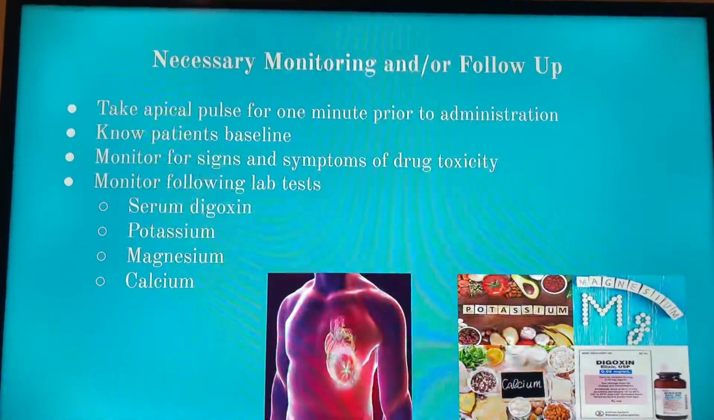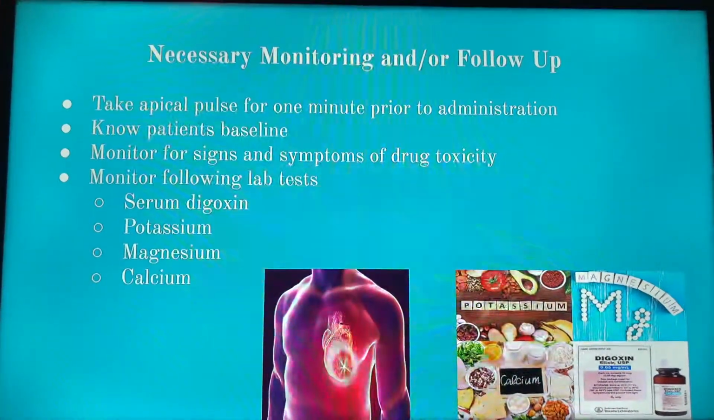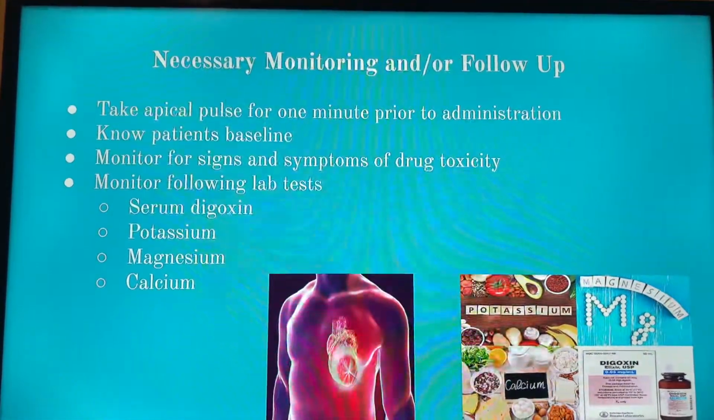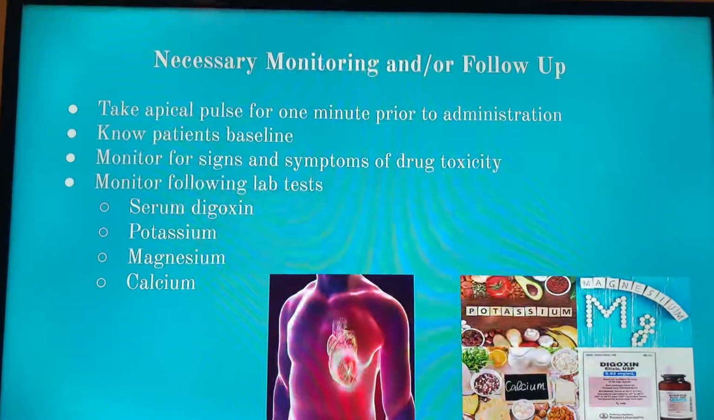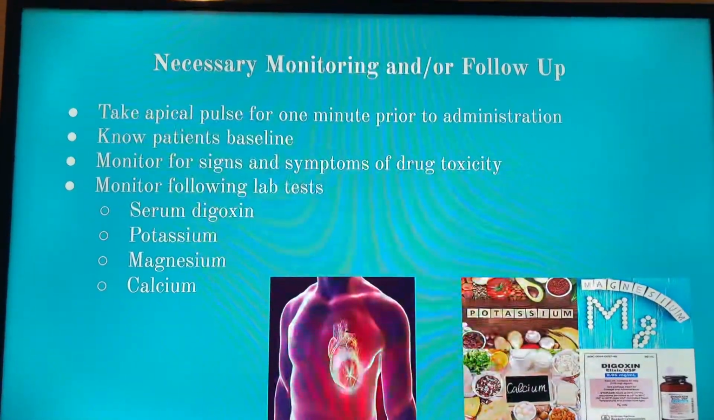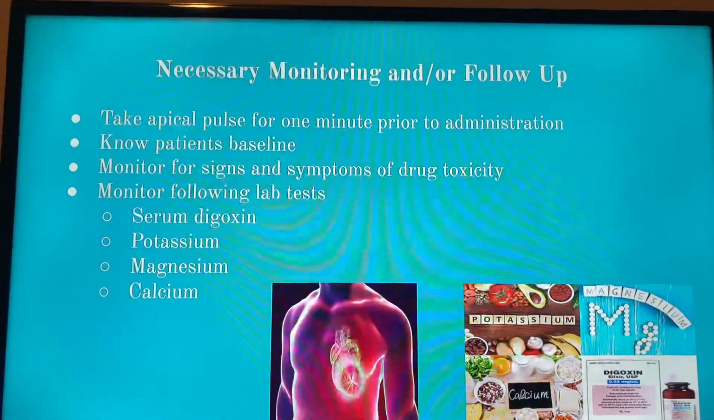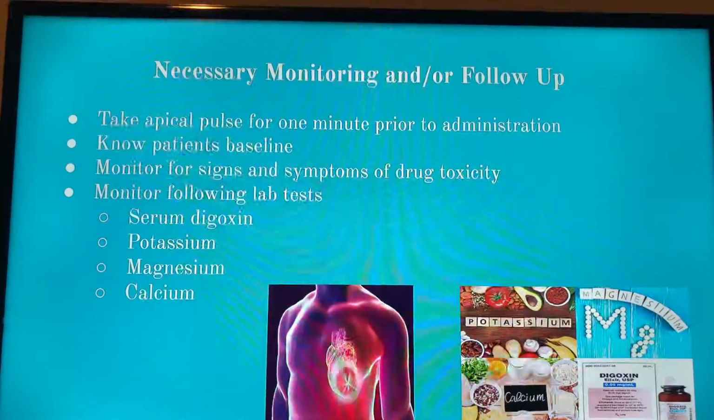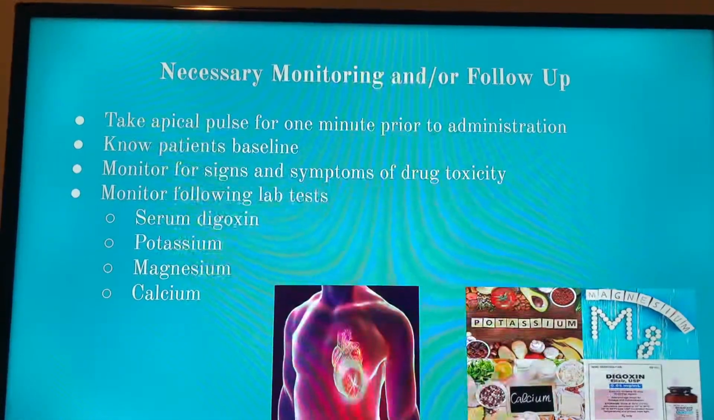Monitor for signs and symptoms of drug toxicity. Monitor intake and output ratio during digitalization, particularly in patients with impaired renal function. Monitor for edema and auscultate chest for rales. Monitor labs, baseline and periodic serum digoxin, potassium, magnesium, and calcium.